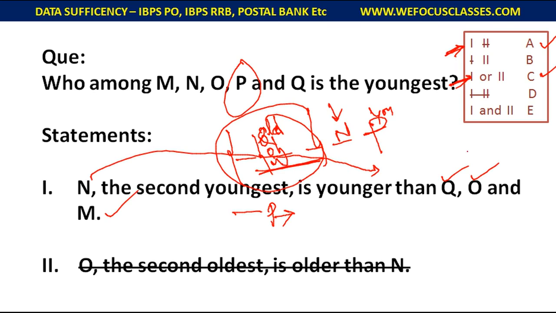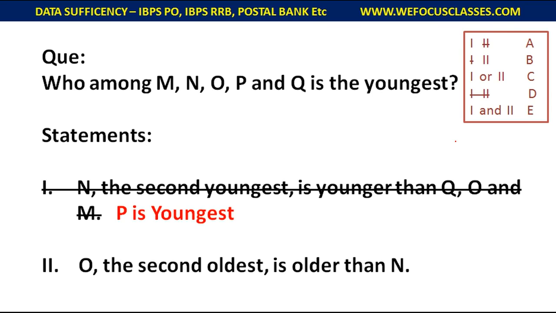Now we'll see the second statement, but whenever we are looking at the second statement, we ignore the first statement. Okay. So what is given in the second statement? O, the second oldest, is older than N. So 5 people are there: 1, 2, 3, 4, 5. O is the second oldest and is older than N, means N is younger than O. So N can be here, or N can be here, or N can be here.